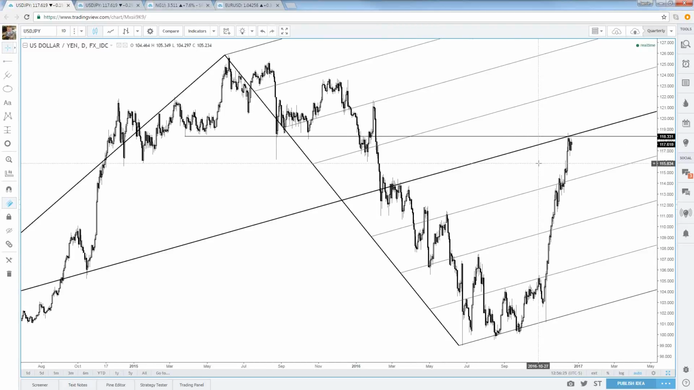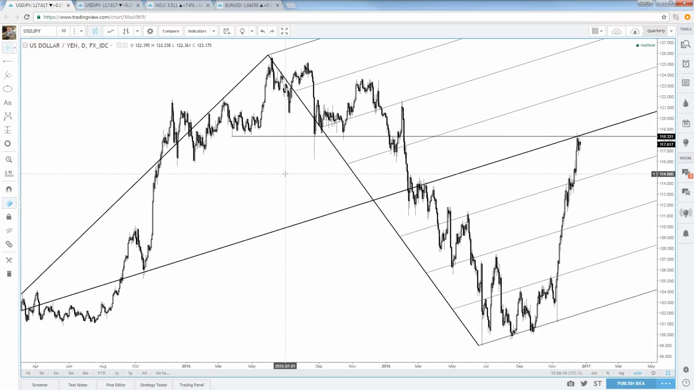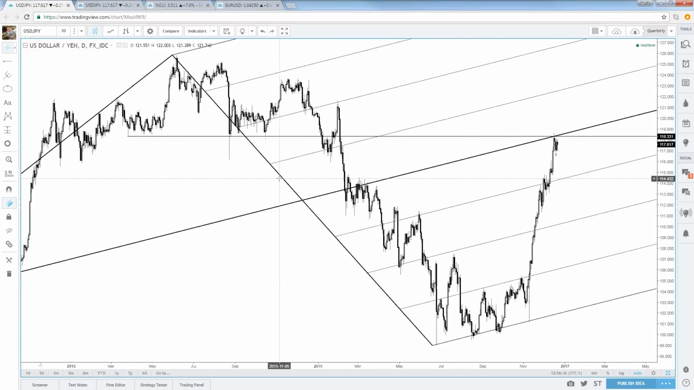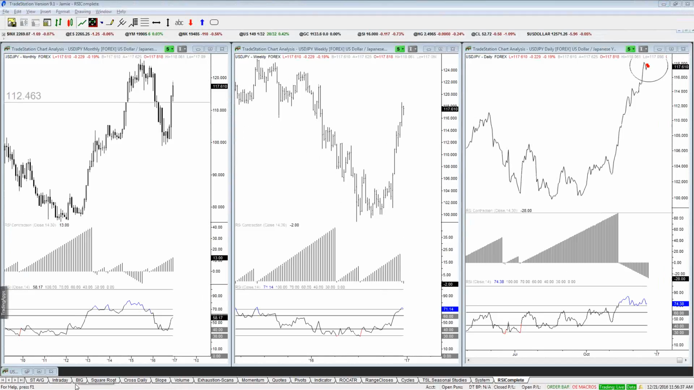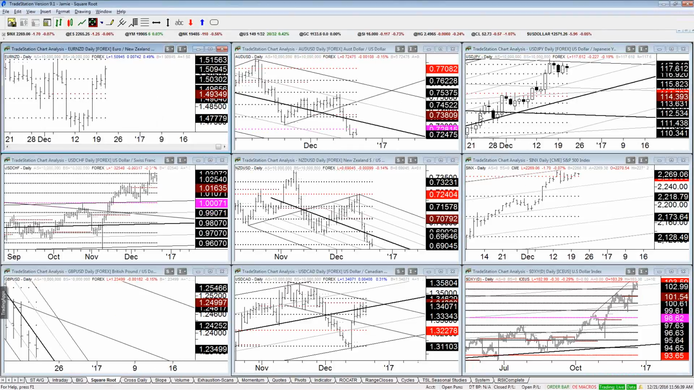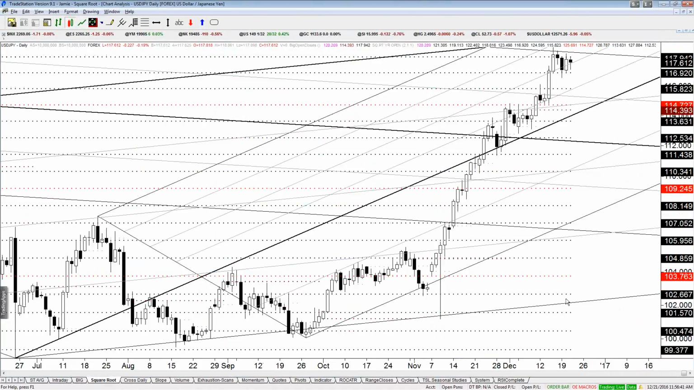So what are you going to do? Just put on a short right here and hope it works? Probably not the best call as far as tactics are concerned. This is where our square root progressions will come in. If we start to find resistance on one of them, then sure, there's an opportunity to take a short. Let's look at dollar yen here.